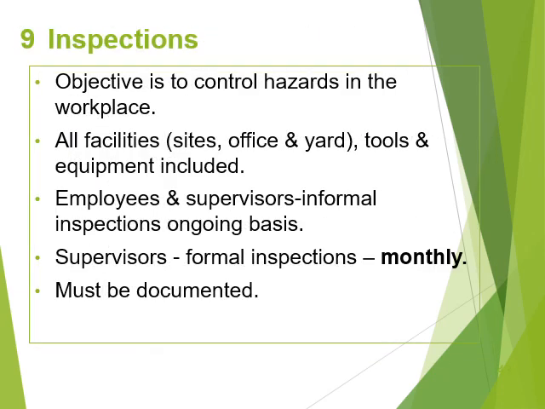Inspections. The objective of the inspection policy is to control hazards in the workplace. All facilities, including job sites, office, and yard areas, as well as tools and equipment, are included in the inspection program. Employees and supervisors are responsible for conducting informal inspections on an ongoing basis in their areas of responsibility. Supervisors or designates are responsible for conducting formal inspections of their scope of work and work area on a monthly basis. These inspections must be documented.